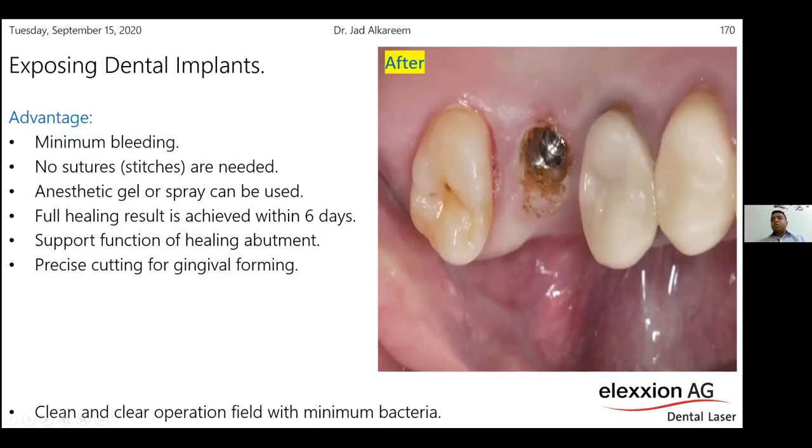But with the laser, you just make a small opening around the implant, so that also will help the gingiva to form correctly around the healing abutment. So the final results are also achieved within 6 days.